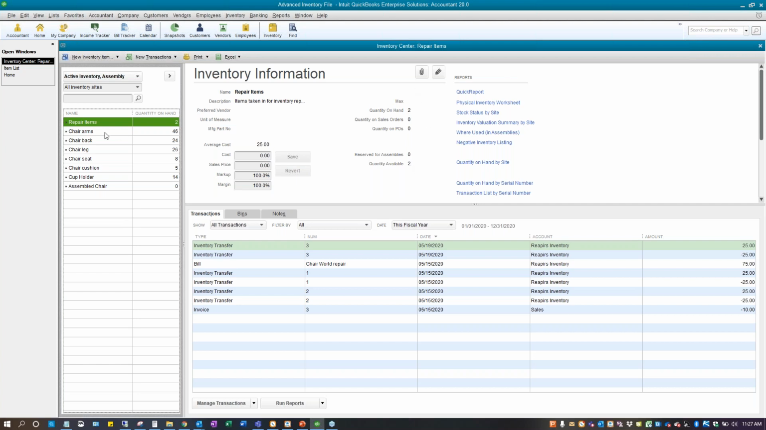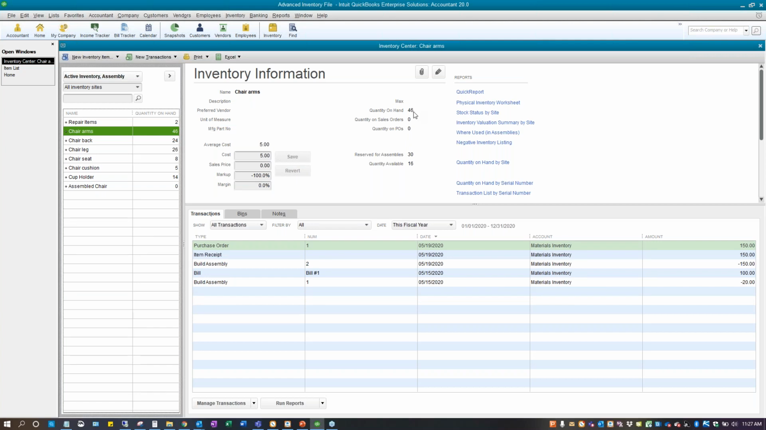In this case, for the arms, I've got 46 of them on hand, but I've got 30 that are on a pending build right now. So that tells me I only have 16 available. But also, notice that here on my legs, I've got 26 on hand. I've got 60 on a PO, and I have 60 reserved for an assembly. I don't have enough. So I'm 34 short.